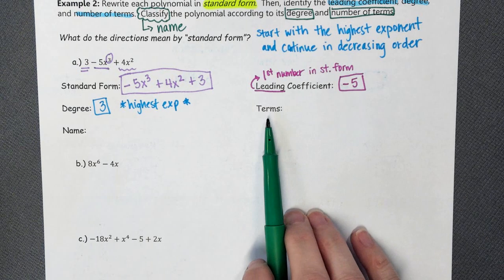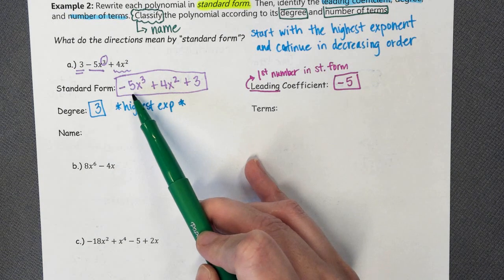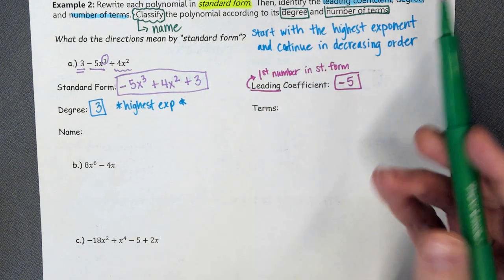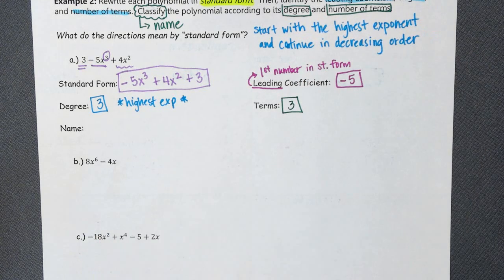Okay, and then the number of terms, they are separated with the plus or minus. So I have 1 term, 2 terms, 3 terms. Okay, so those are separated with a plus or a minus.